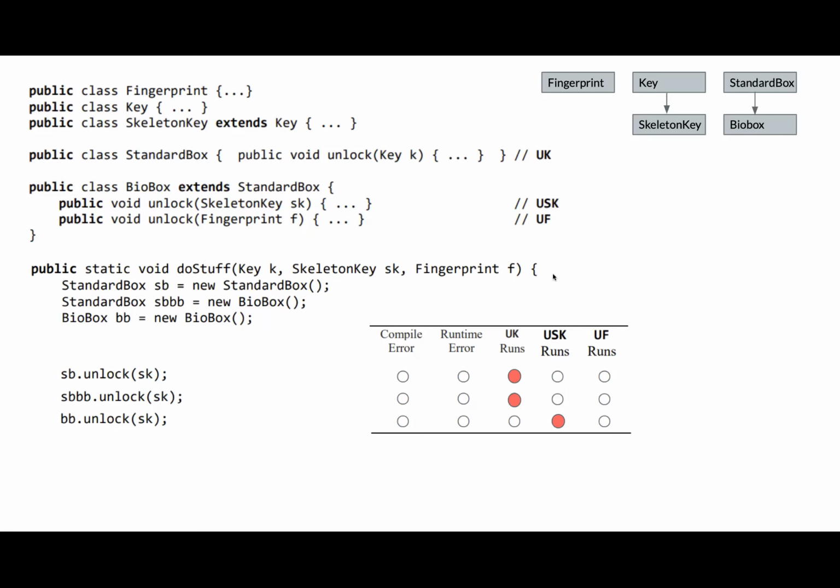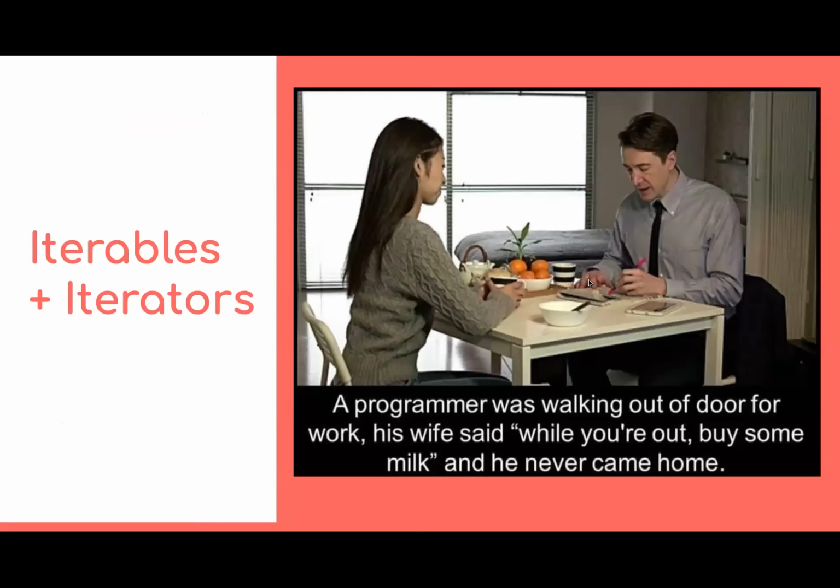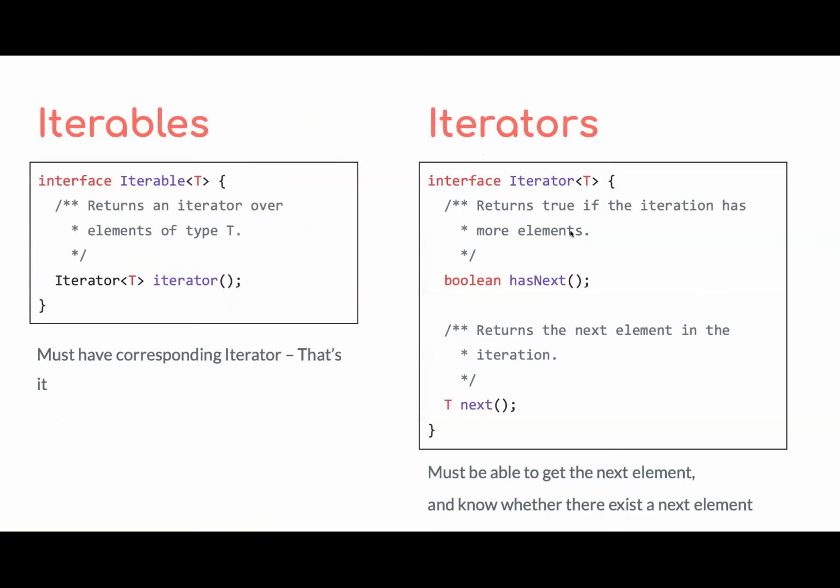Yeah, sorry about that. So the next topic is going to be iterables and iterators. On a high level, these are just 2 interfaces, right? For something to be an iterable, the only requirement that it has to satisfy is that this object must have a corresponding iterator. And that's basically it, right?